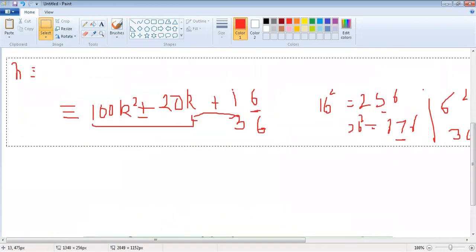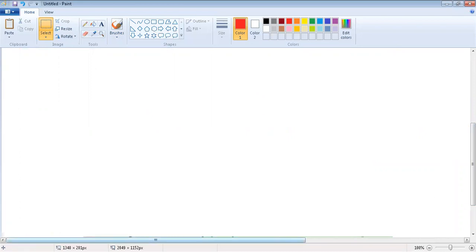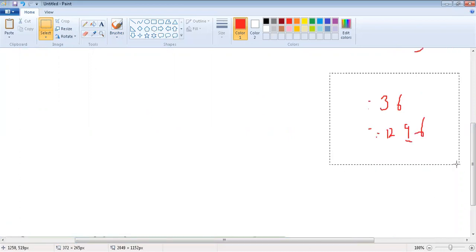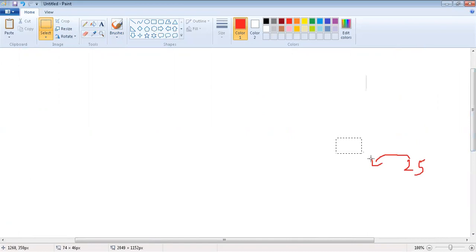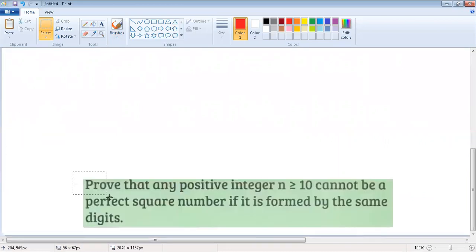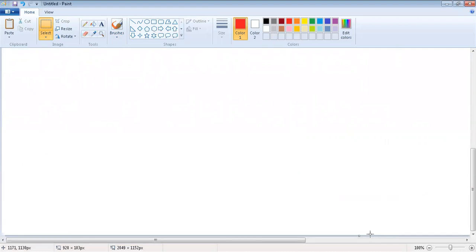So yeah, this is the problem. Let's shift this upwards.